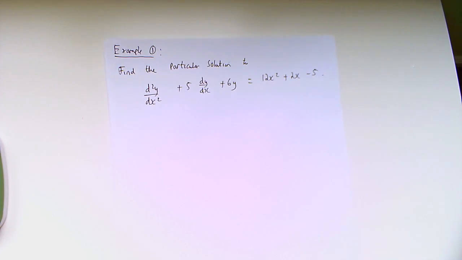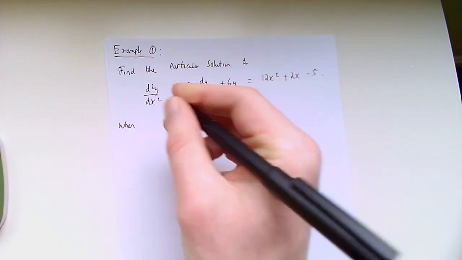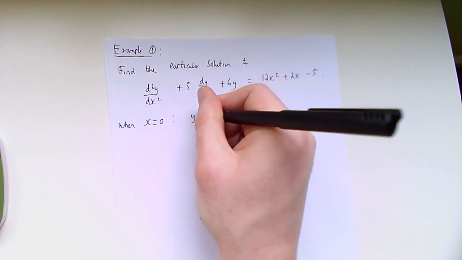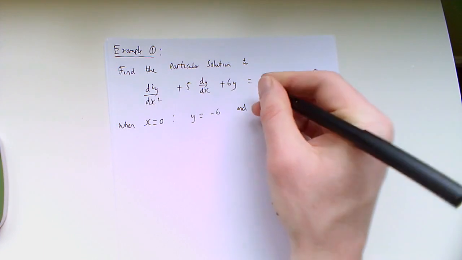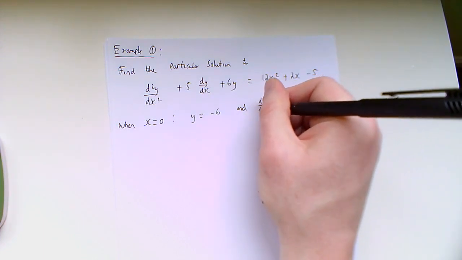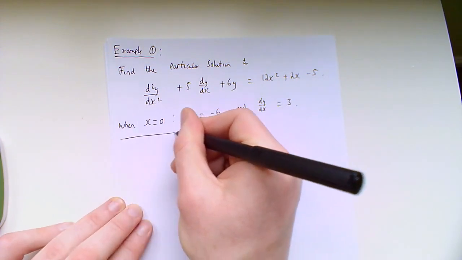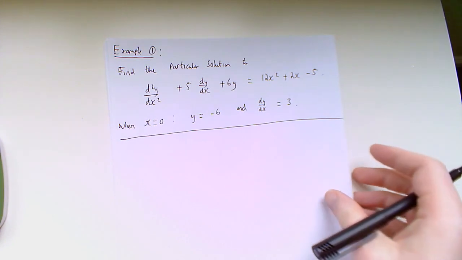Right now, because I'm looking to find the particular solution, I need initial conditions. So the question needs to provide me with these. So the initial condition is when x equals 0, y equals negative 6, and dy by dx equals 3. So that means I now have all the information I need in order to proceed with this question.